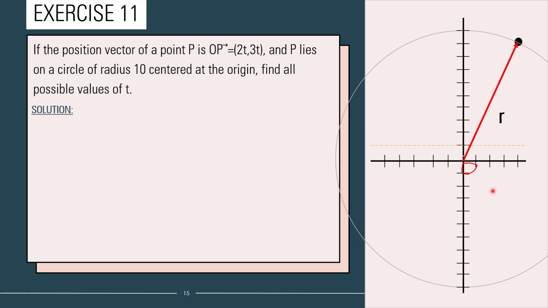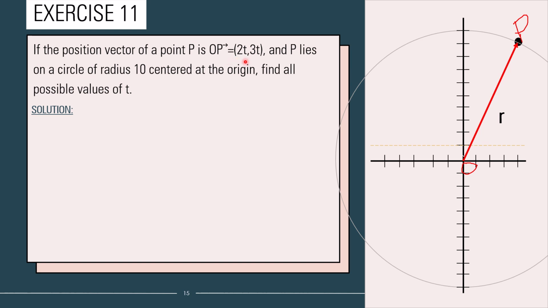Since the circle has its center at the origin O and the radius is r, the radius starts from the center, which is the origin. So this vector is going to be the position vector, because this is the point P which lies on the circle. Therefore this r is the position vector OP, which is basically the radius. The radius given to us is 10. Therefore, the magnitude of the position vector has to be 10. But we have to look at the point given to us as well, and basically we have to find the values of t.